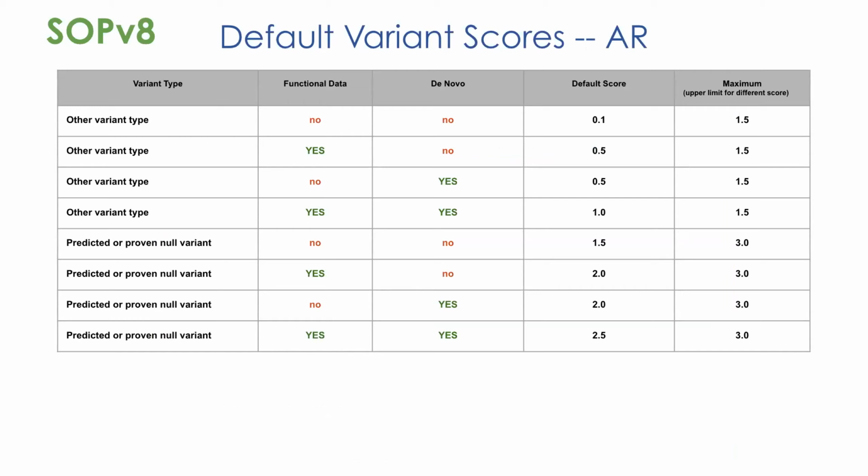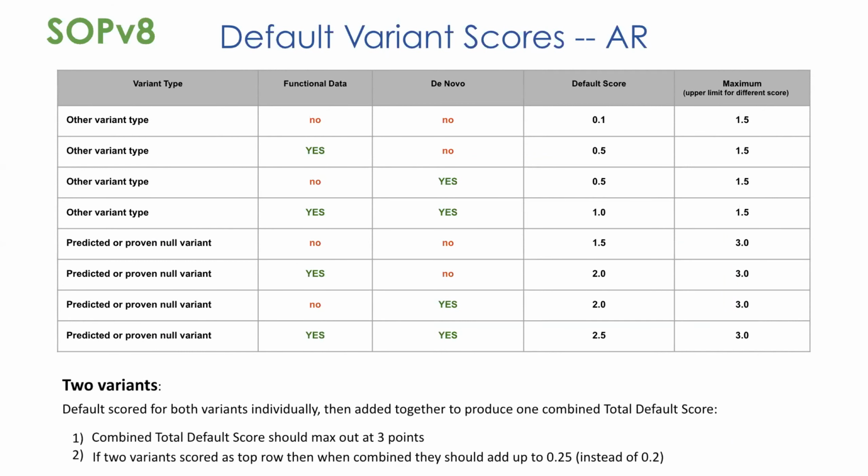Now, these are the default scores for each individual variant, but what if you want to add a second variant? Well, when you have two variants, the default scores are applied to both, and then they're added together to provide a combined total default score for the two variants. This is a general rule, but there are two caveats. First, when you combine two variants, the combined total default score should max out at 3.